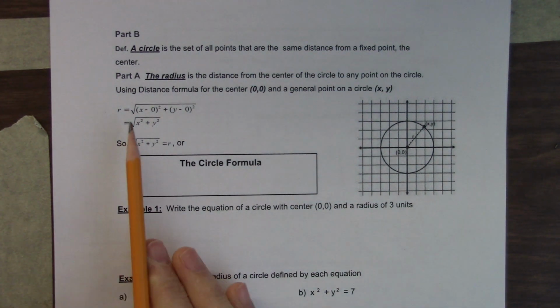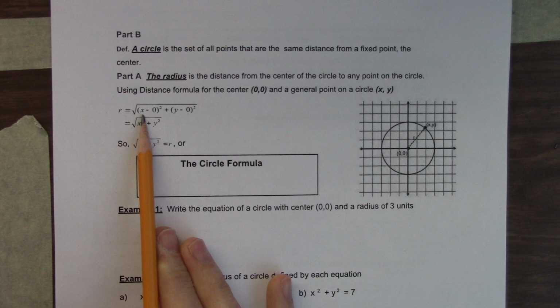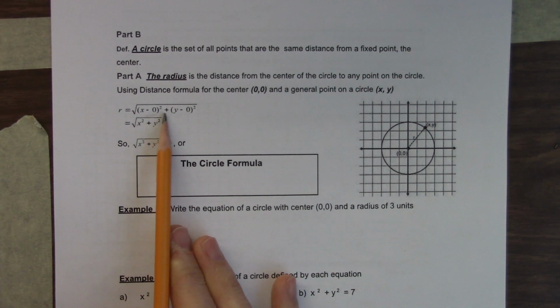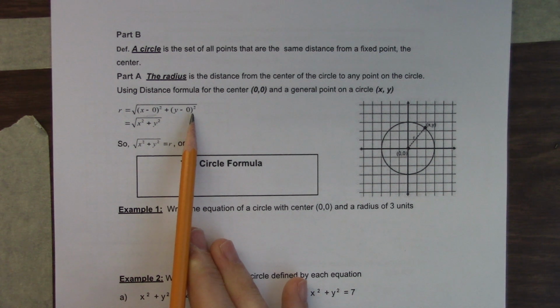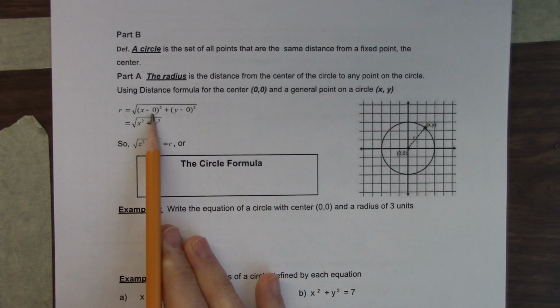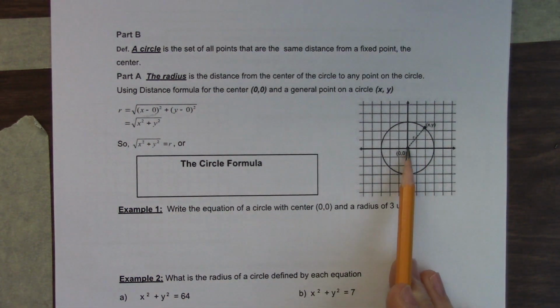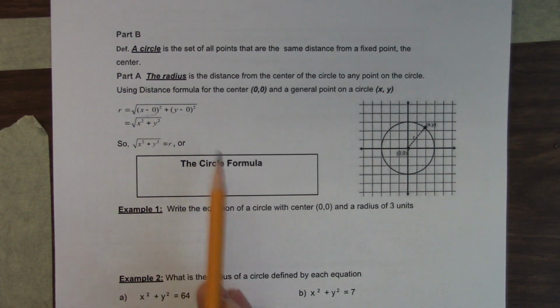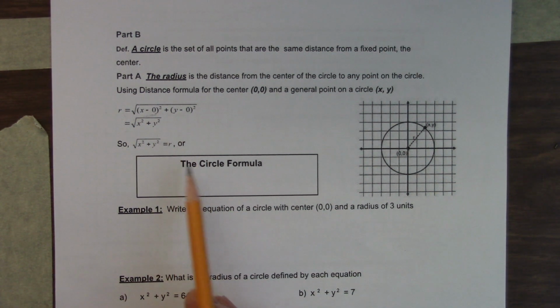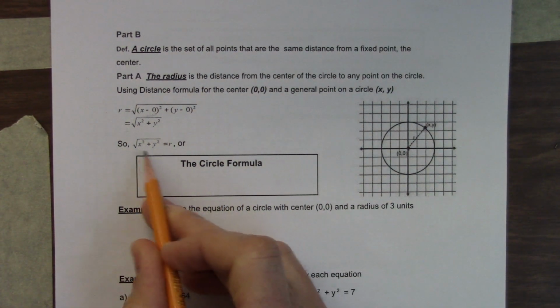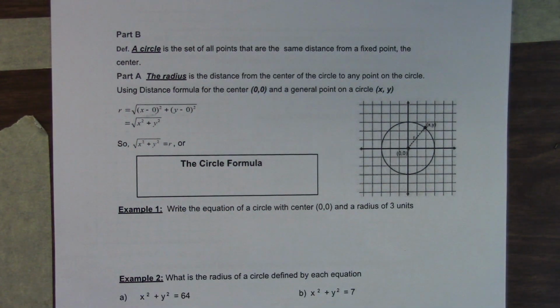So here's our distance formula, x1 minus x2, or x2 minus x1, doesn't matter, squared, plus y2 minus y1 squared. In this case, x2 and y2 are 0, 0. So we just get r is equal to the square root of x squared plus y squared. The circle formula as we know it would be what when we square both these sides? Who can tell me?